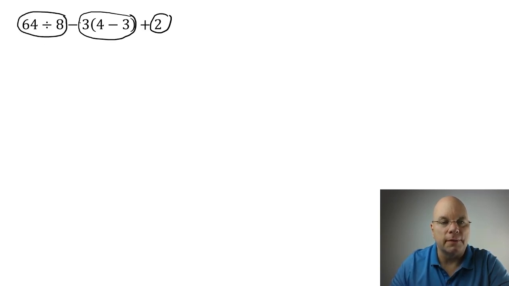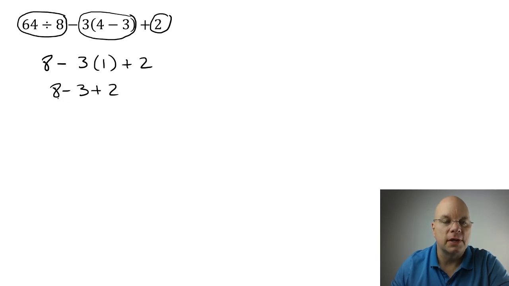And so if I work on these terms, 64 divided by 8 is 8, and from that I'm subtracting 3 multiplied by the difference of 4 and 3. 4 minus 3 is 1, and to that I'm adding 2. So this is 8 minus 3 plus 2. Here's another case where we're down to the addition and subtraction part of PEMDAS. We have to work from left to right.